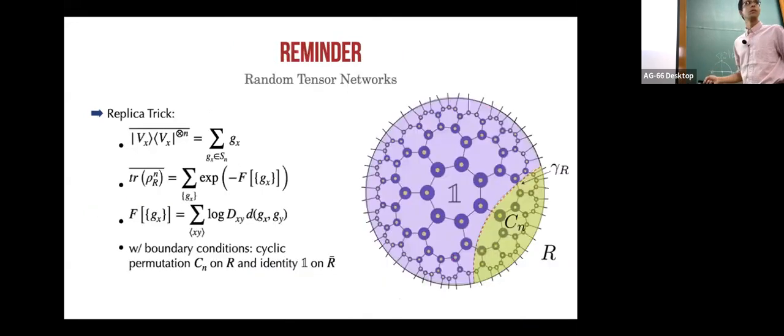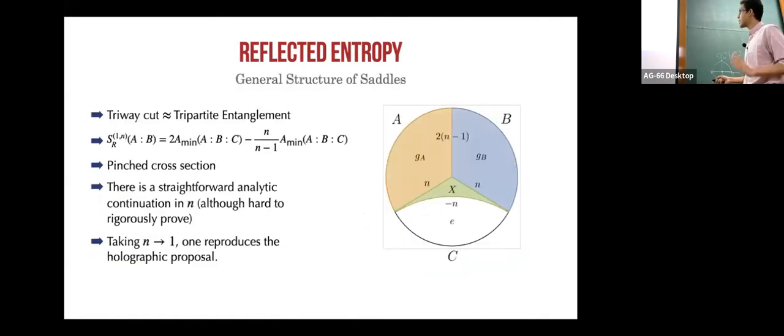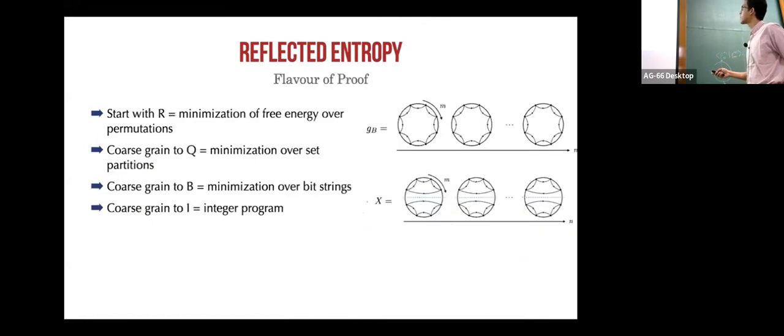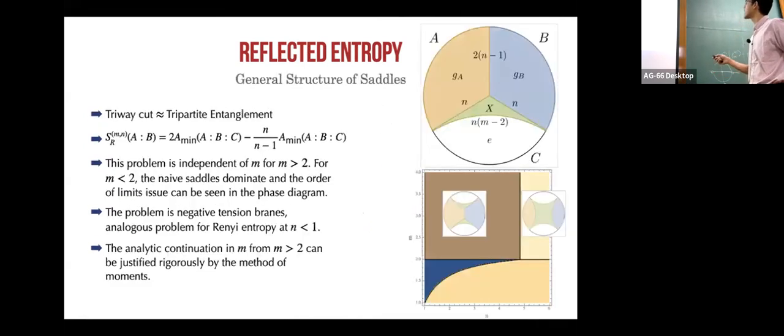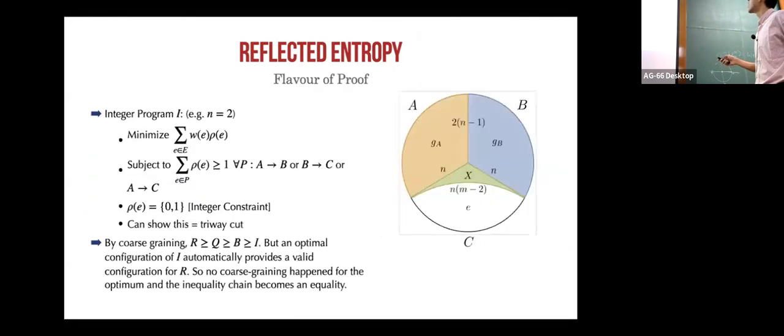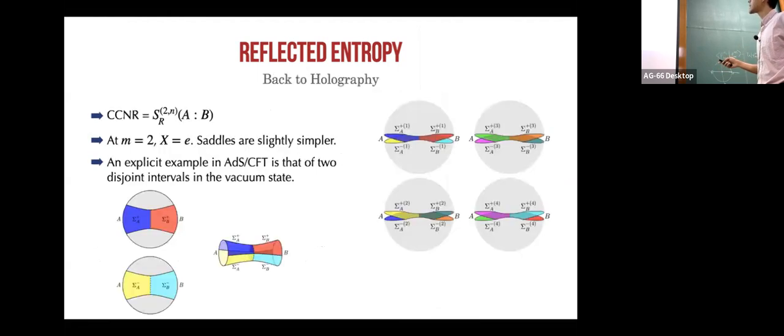Yeah. Okay. So one example that we can actually compute in holography is the following. A simple case. If you remember, the tension here was proportional to m minus 2. So a case which is actually tractable is when you go to m equals 2, which is where this x drops out, and the calculation is a little bit simpler. There we can see exactly how the analytic continuation works. So here we're computing this reflected entropy at m equals 2 for arbitrary n.